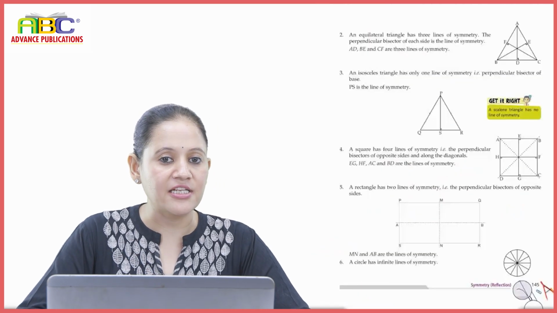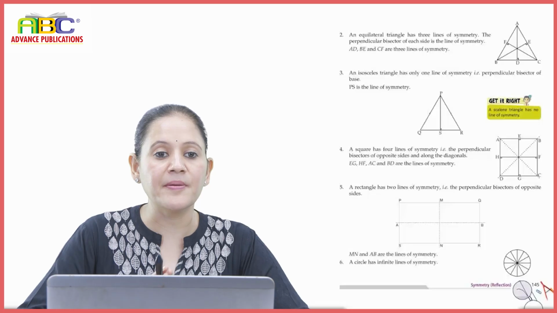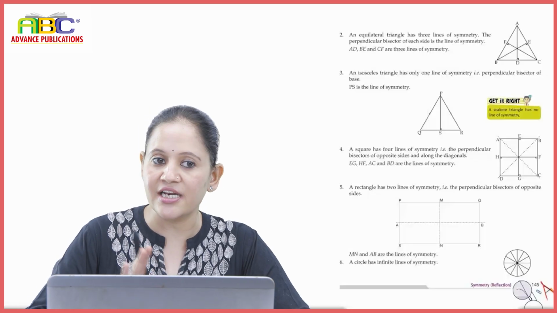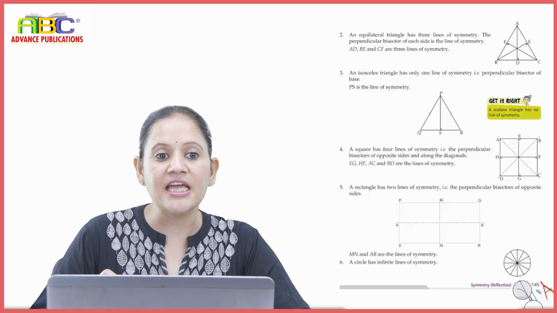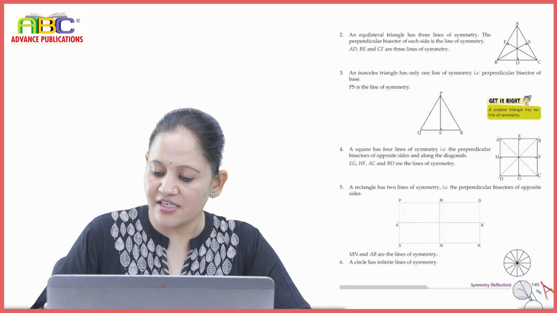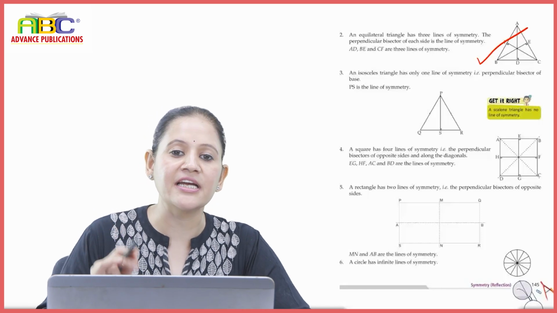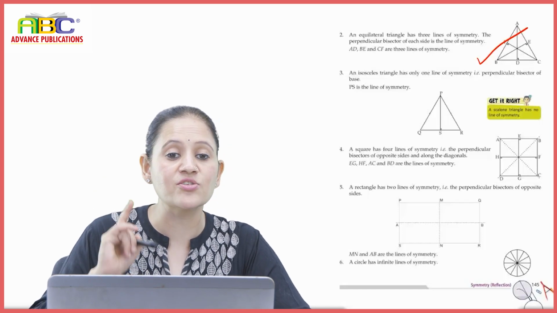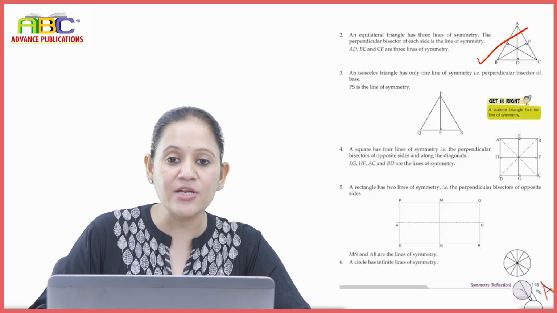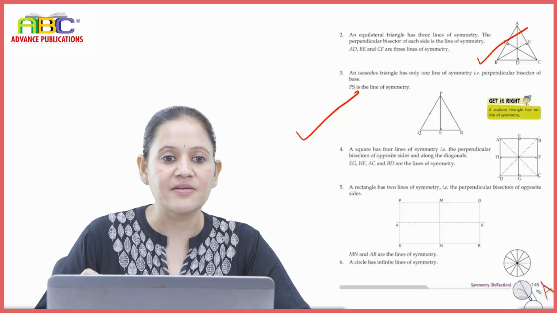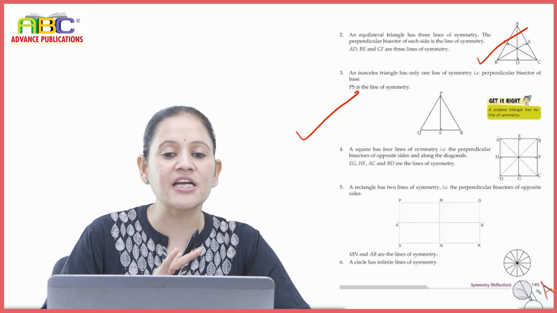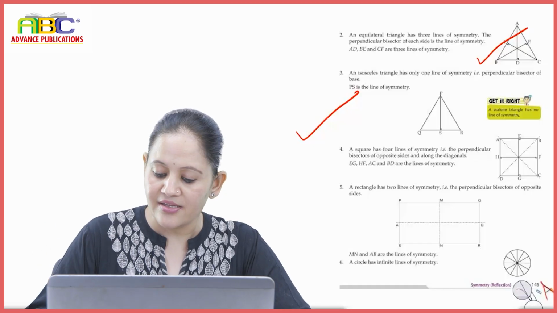An equilateral triangle has three lines of symmetry. The perpendicular bisector of each side is a line of symmetry. AD, BE and CF are the three lines of symmetry. So an equilateral triangle has three lines of symmetry. An isosceles triangle has only one line of symmetry, the perpendicular bisector of the base. PS is the line of symmetry. A scalene triangle has no line of symmetry.